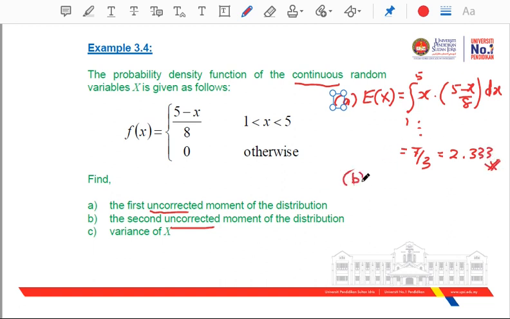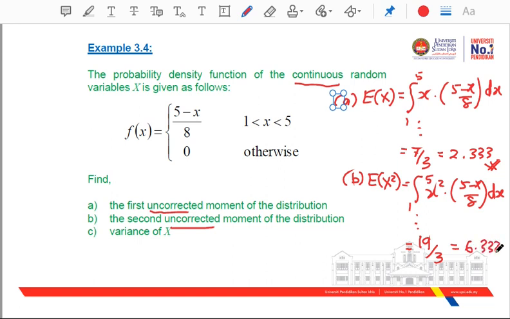Okay, for question B, they ask you for the second uncorrected moment, which is referring to E(X squared). Similar, this is continuous, so you need to integrate from 1 to 5 anything in the bracket, which is x squared, multiplied by (5 minus x) over 8, dx. So you need to integrate this. Do it by yourself. I give you the answer. Your E(X squared) or second uncorrected moment should be 19 over 3 or 6.333. So please do it yourself here to make sure you understand.